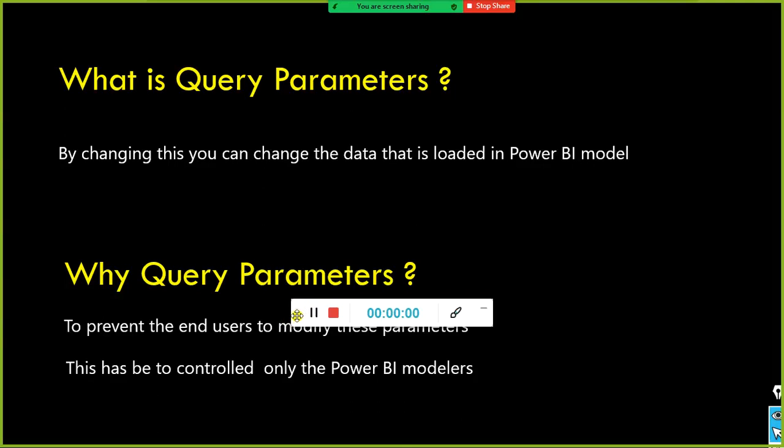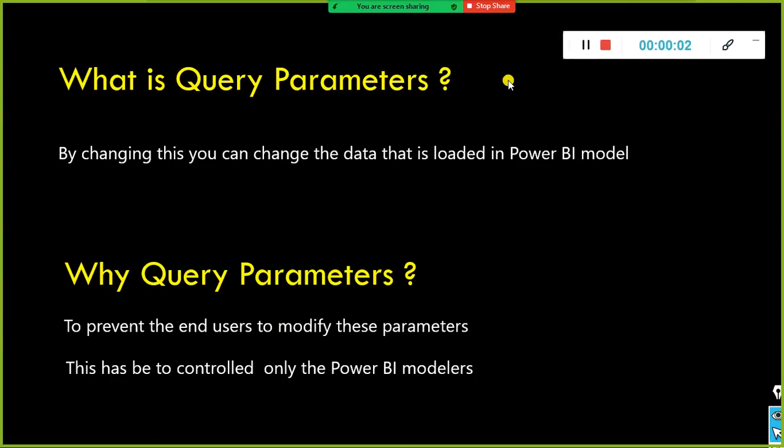So what is a query parameter? With query parameters, we can dynamically change the query's output. So why are query parameters required? Using them, we can restrict users or prevent them from modifying the parameters, so that they can view the data which they intend to see. That is the whole reason we use query parameters.